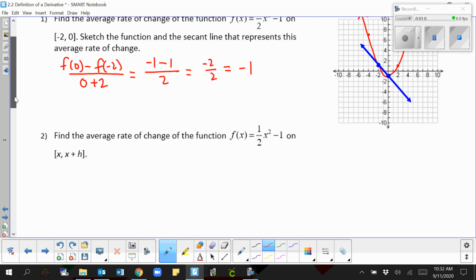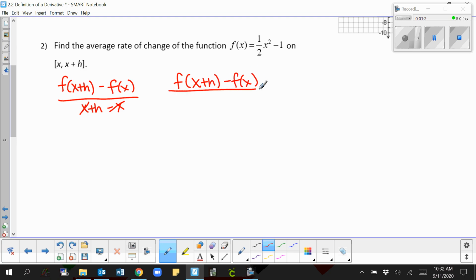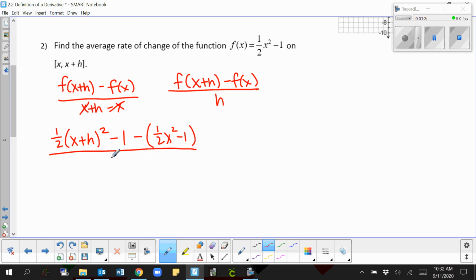And now we're going to find the average rate of change of the function with our interval x to x plus h. So that means I'm looking at f of x plus h minus f of x over x plus h minus x. So remember those x's cancel out. So I'm looking at f of x plus h minus f of x all over h. So that means I'm looking at 1/2 (x plus h) squared minus 1, minus my 1/2 x squared minus 1, and that's all over h.